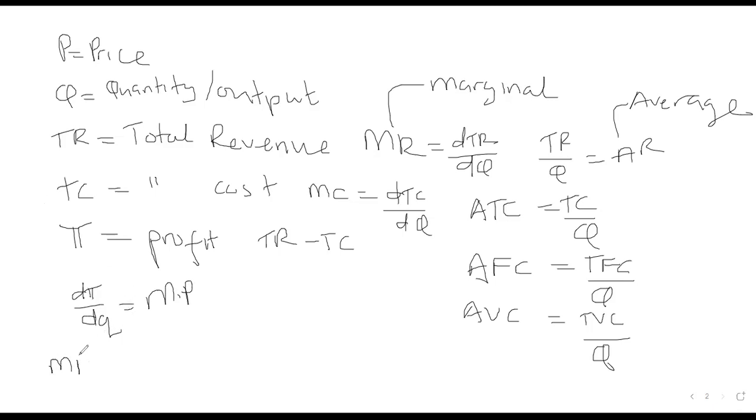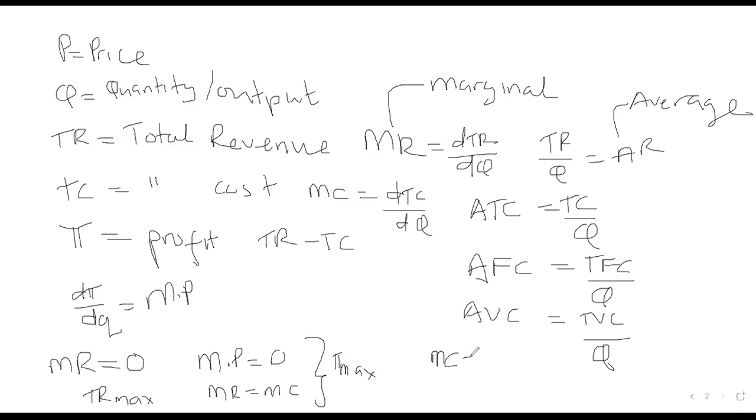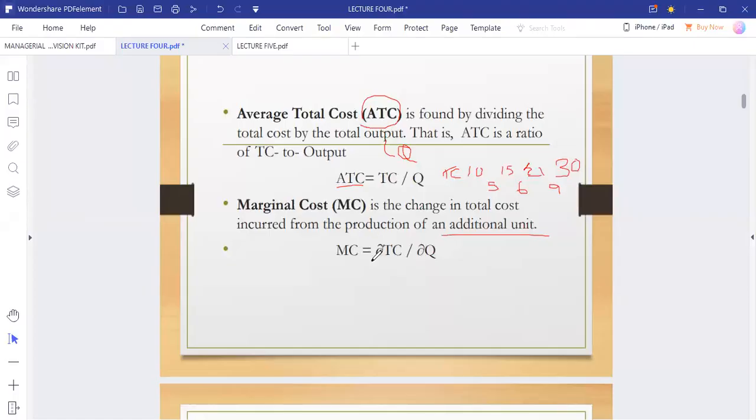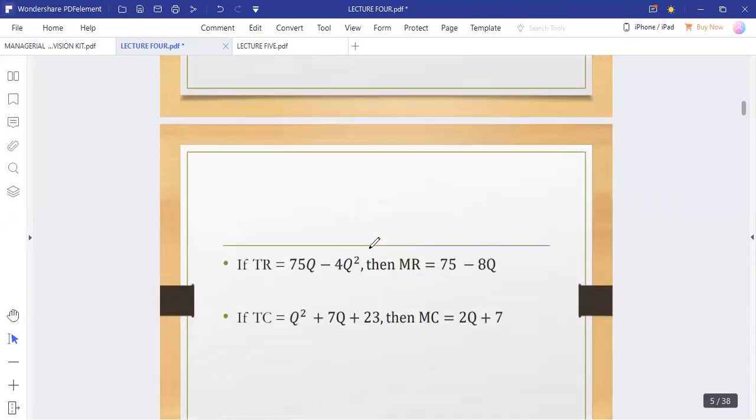Anything marginal, when you set it to zero, you're optimizing. Marginal revenue to zero, what are you doing? Maximizing the total revenue, finding the maximum total revenue. When you set MR equal to MC, it's the same thing. What are you doing? Maximizing profit, earning the maximum profit. How about MC, when you set it to zero? Minimizing the total cost. You don't maximize cost, you minimize it. All this collectively is what we call optimization.